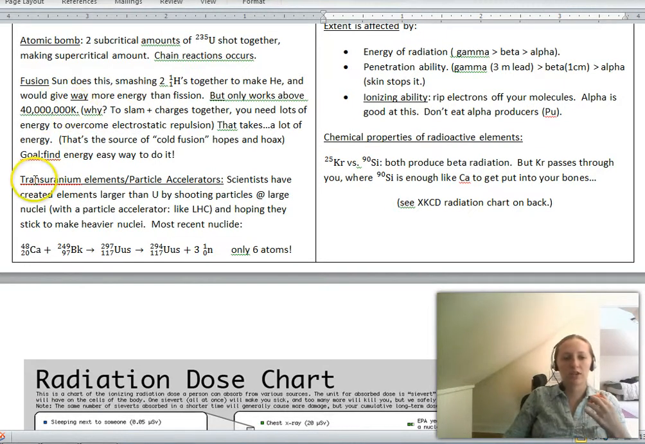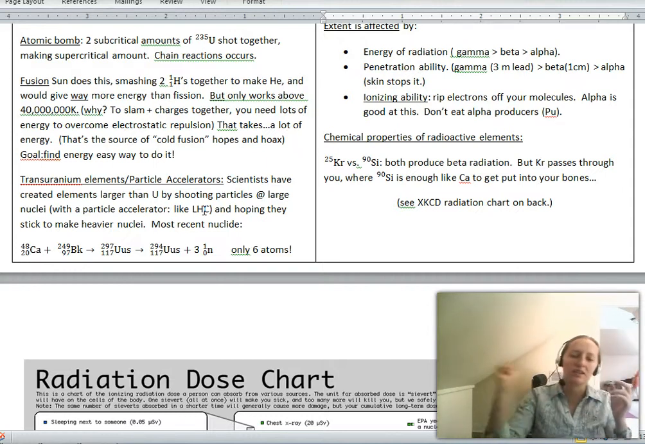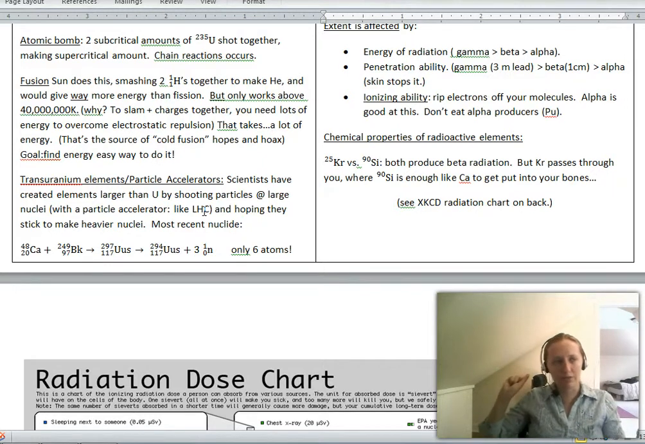All right, so that's fusion. And then transuranium elements and particle accelerators. You may have heard of the particle accelerator in Switzerland, which is called the Large Hadron Collider. And they've got particle accelerators kind of around the world, and they're these huge, mile-round underground tunnels, where they can accelerate particles in circles around and around. And then they finally let them out of the loop so that they smash together.